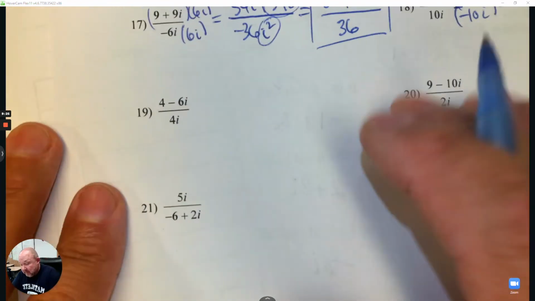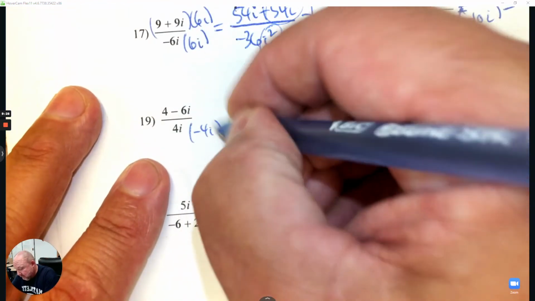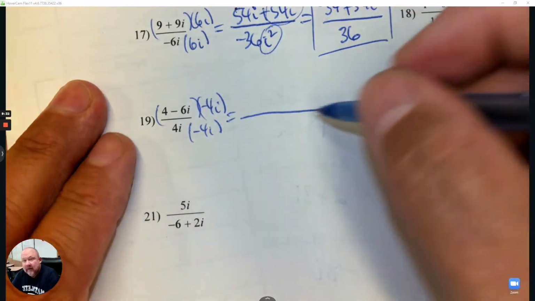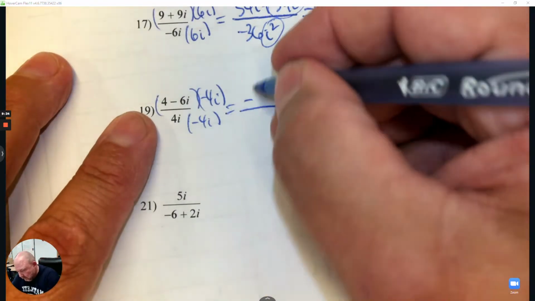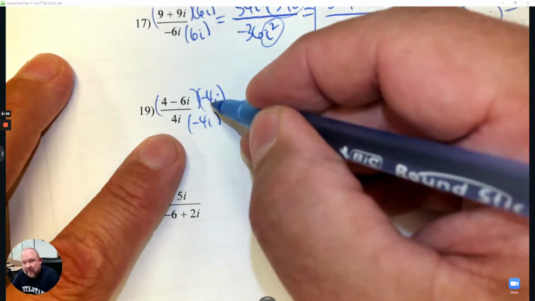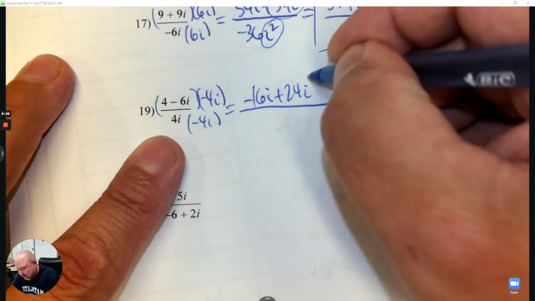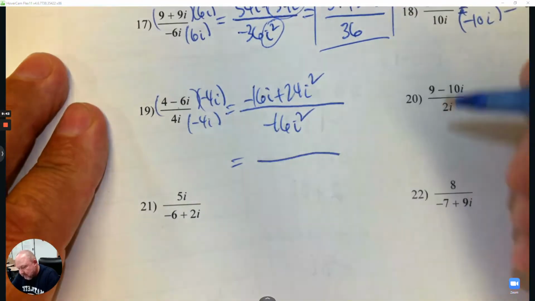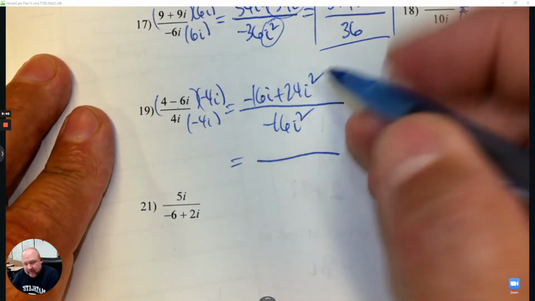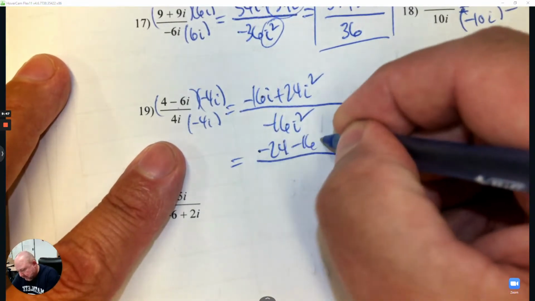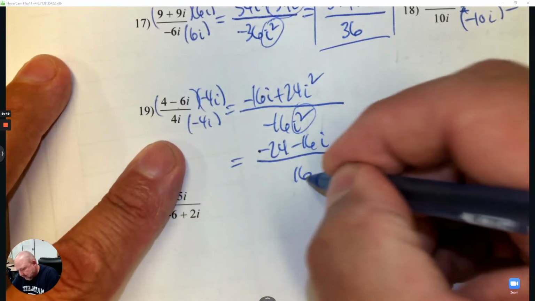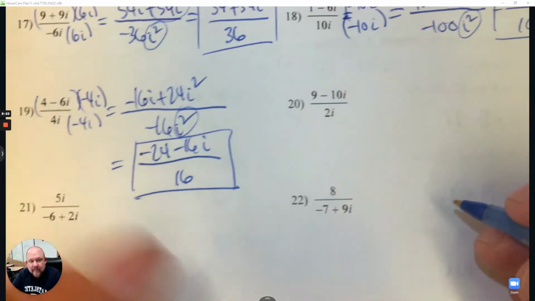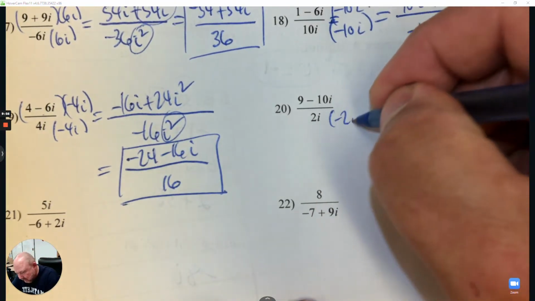Number 19, we're going to multiply by negative 4i, top and bottom. So 4 times negative 4. Negative times a negative is positive 24i squared. This is negative 16i squared. So i squared makes that negative 24 minus 16i. The i squared makes that positive 16. Done.